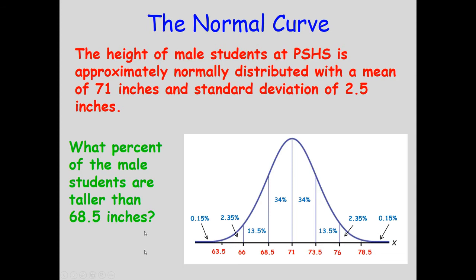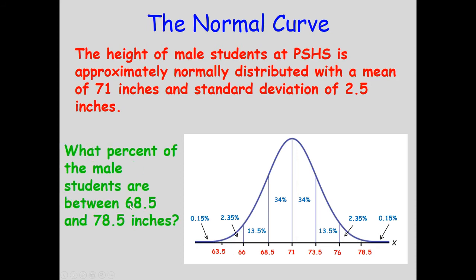Taller than 68.5. Hopefully you get the gist by now. You just add these numbers up, and you get approximately 84%. Percent of the male students that are between 68.5 and 78.5. I think these are pretty repetitive. If you wrote down these numbers, hopefully you can add in your calculator 34% plus 34% plus 13.5% plus 2.35%. Nothing super critical.